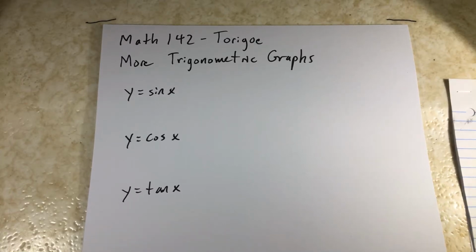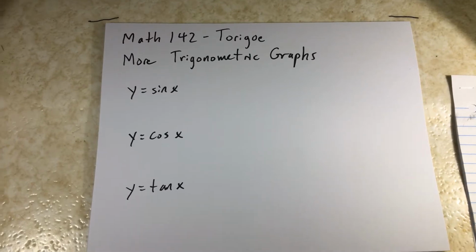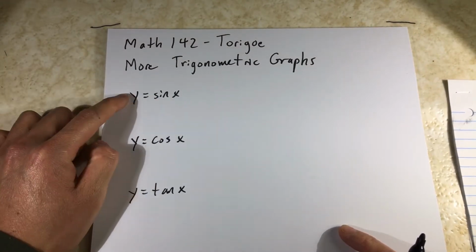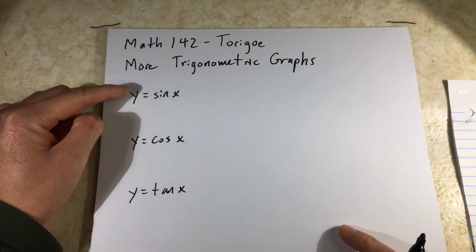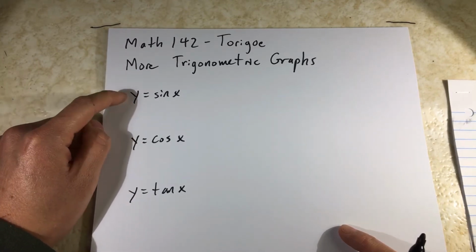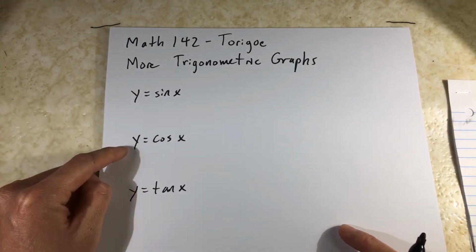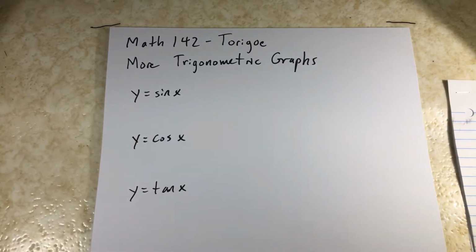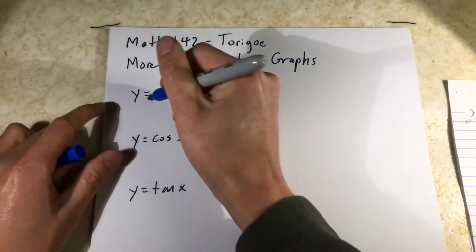Okay, welcome back. So today we're going to talk about more trigonometric graphs. So far the trigonometric functions we've talked about are sine x, cosine x, and tan x. We looked at the graphs for sine x. That's the snake, and cosine x. That's the cup. Right. So here I'll just sketch those out quickly for you.